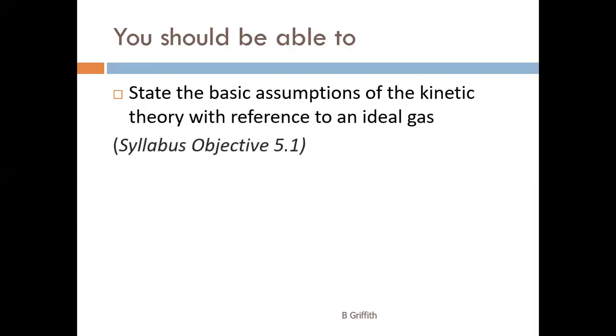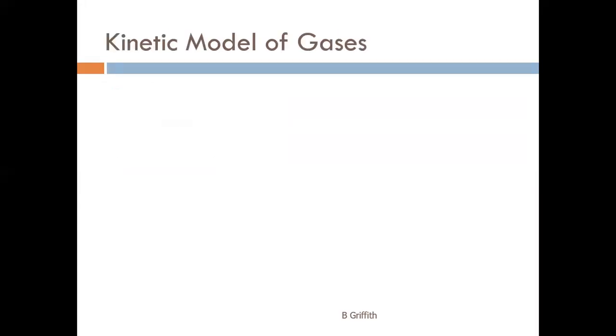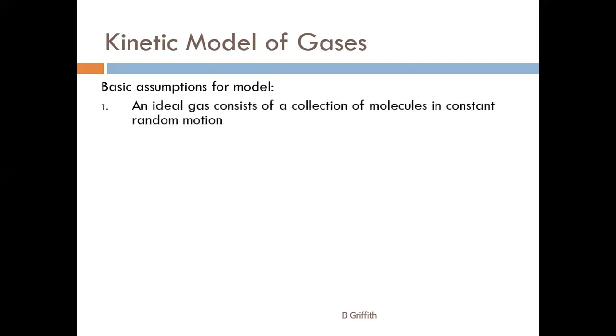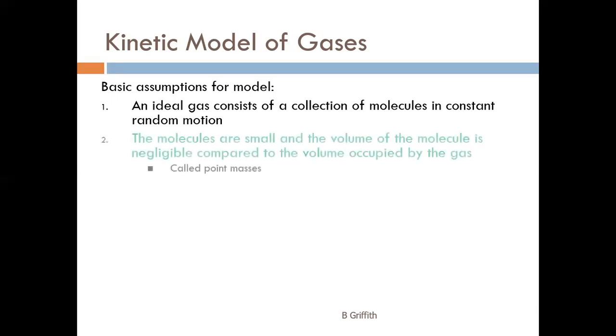There are many aspects of our kinetic theory, our kinetic model of gases. Our first assumption, as we had seen before, is that it is a collection of molecules that are in constant random motion. So this fits right into our kinetic theory that matter is made up of small particles that are in constant random motion. We understand using our kinetic model that our molecules are small and the volume of the molecule is negligible compared to the volume occupied by the gas.